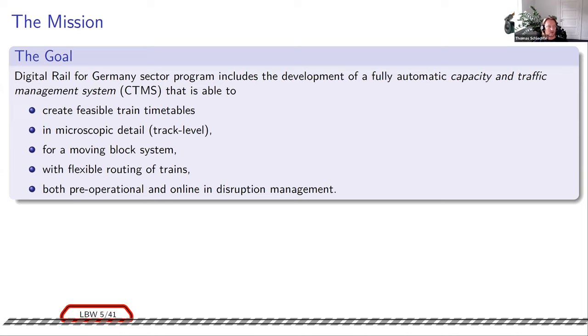And of course, the trains should also have different routes. So you should optimize over the routings and timings of the trains. That's the goal. And it should also be on the planning stage as well as on a dispatching disruption stage, where you have a timetable and you only want to minimize deviation in case of disruptions. So this is the main goal of Digitale Schiene Deutschland, to design these CTMS systems.